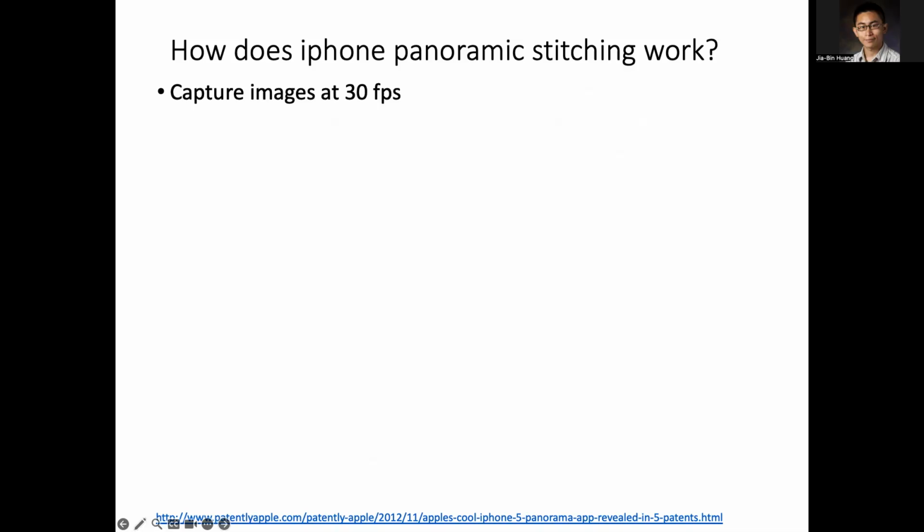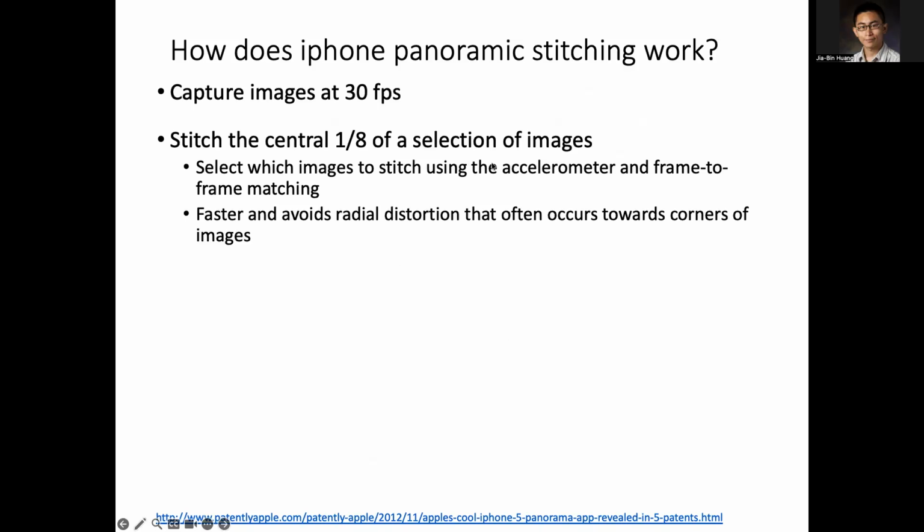Here's what they did. They are not capturing individual images; they are capturing a video. They capture images at 30 frames per second, 30 hertz, so every second 30 images. Then they also don't use the entire image. They only use the center eighth section of the images, because images at the border have lower quality. They usually have some distortion, so they only use the center parts.